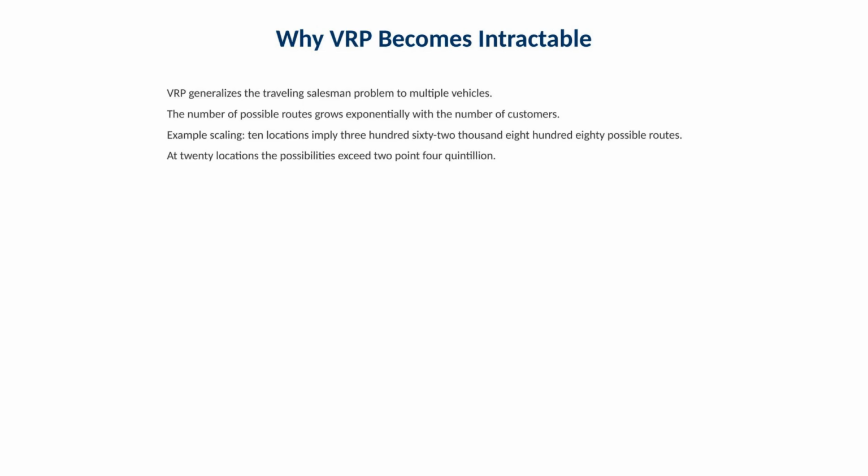Vehicle routing becomes intractable very quickly because the number of possible visit sequences grows explosively as the number of customers increases. For example, a 10-location problem already implies 362,880 possible routes. At 20 locations, the count is over 2.4 quintillion, which makes exhaustive search unrealistic for everyday operations. This slide summarizes the key complexity takeaways.